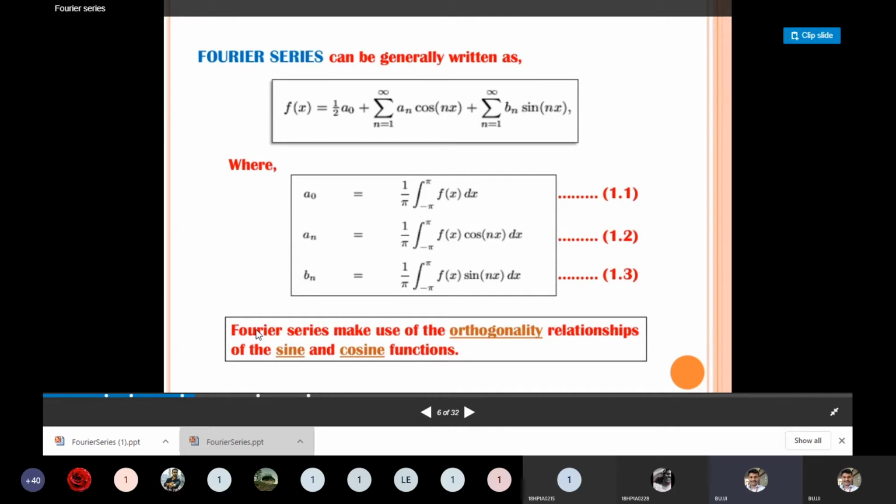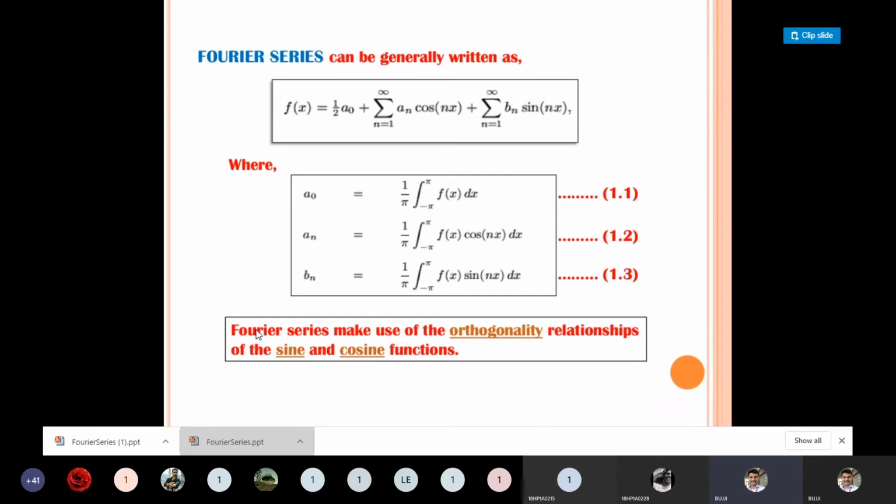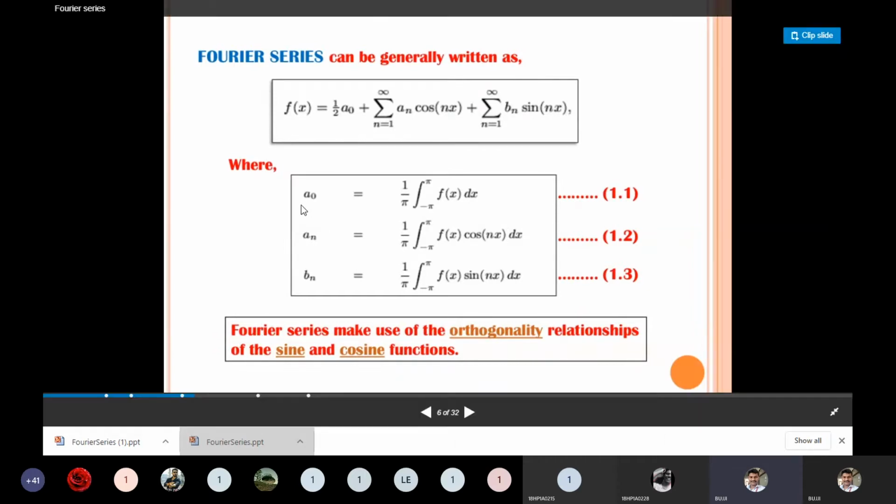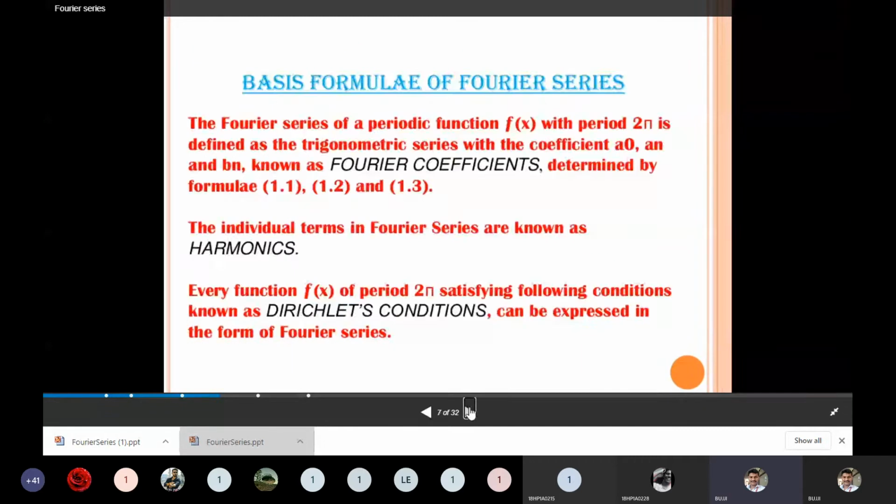The Fourier series makes use of the orthogonality relationship. Why? Because sine and cos are orthogonal to each other. In addition, we have one DC term, and we will find that DC term also. This formula was already given in the last class.